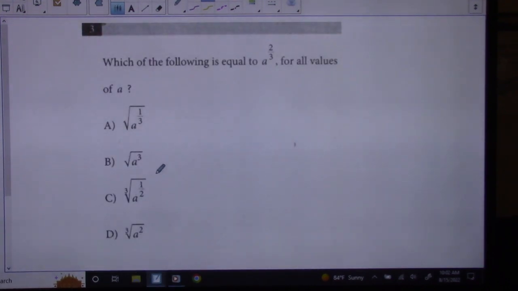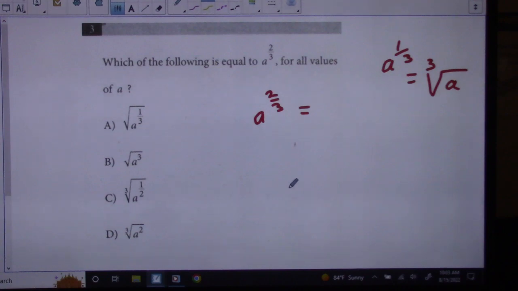This is an exponent problem. Oh yeah, it is. And I think we went over this late last year. This one right here, a to the 2/3 power, that's going to be equal to... well, a to the 1/3 power is equal to the cube root of a. So our correct answer to this is going to be D, because the squared will be right here, and the radical root will be right here. So D is the right answer.